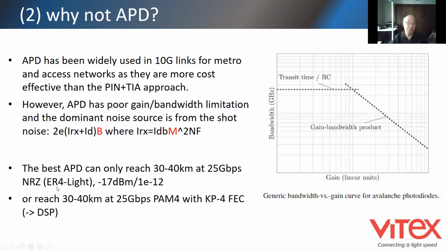For NRC, especially they use on the ZR4 lights, sensitivity is roughly about -17, -18 dBm for the 1E to the -12. Or some link they use the PAM4, right, at the 25G. But the problem is using PAM4, you can only reach to the same type of distance. Again, you have to use KP4 for the PAM4 signal. That means it's a DSP-based design. Hard power consumption and expensive.